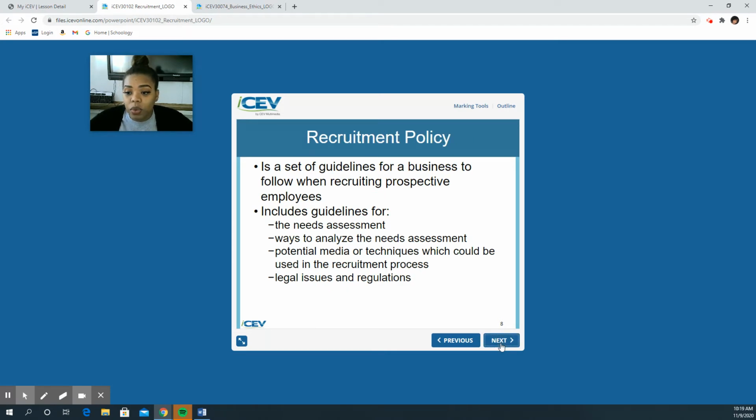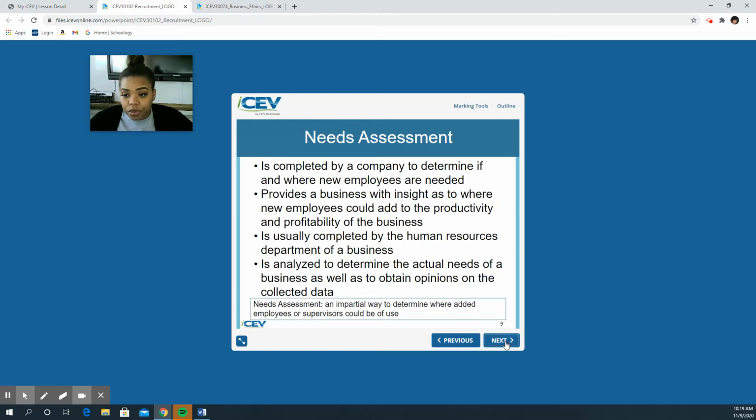So, what is in the recruitment policy? It is guidelines that talk about what you need, how you can get it done, and then they talk about the legal issues and the regulations in order to do it. So there's a thing called a needs assessment.